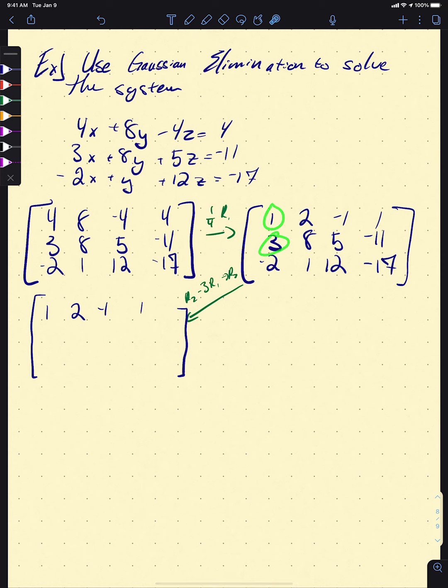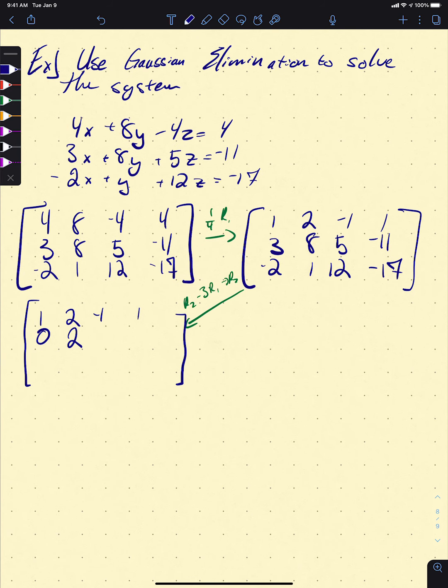So we're going to have 3 minus 3 is 0. We're going to have 8 minus -6, right? 2 times -3 is -6, for a total of 2. Next, we're going to have 5, it looks like plus 3 for a total of 8. And then in our constant row, it looks like we're going to have 11 minus 3 for a total of negative 14. And I guess this guy can get moved a little closer.